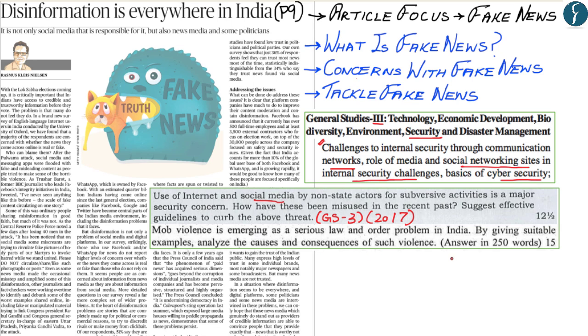The second question was asked in GS Paper 3 of 2016, where the question asked: mob violence is emerging as a serious law and order problem in India. By giving suitable examples, analyze the causes and consequences of such violence. In both of these aspects, the misuse of social media and the causes of mob violence generally come down to one main topic, that is fake news. And it is within that context that fake news becomes relevant for your mains examination within GS Paper 3.